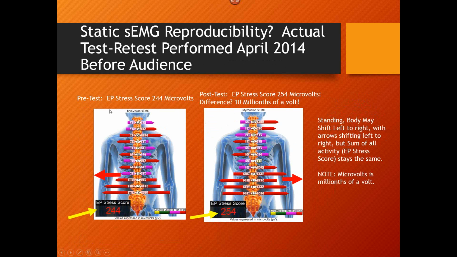This is an example of someone who challenged us, and we did this test in front of a group of, I think, 100 people. You can see 244 was the pre, and the post was 254. That's 10 millionths of a volt difference pre and post. Even though the activity shifted sides, the sum was the same. So it makes it a great way to track progress simply.